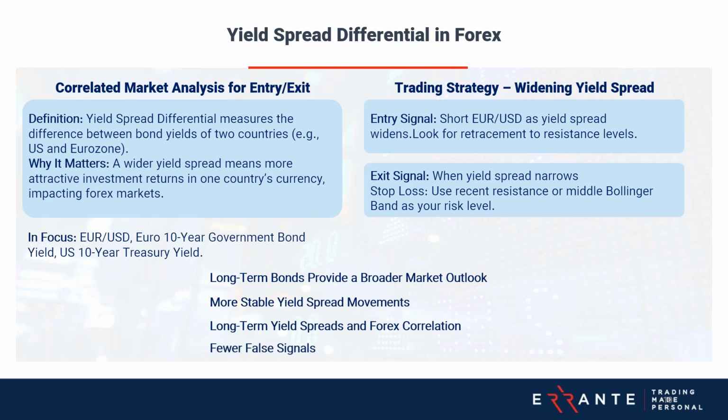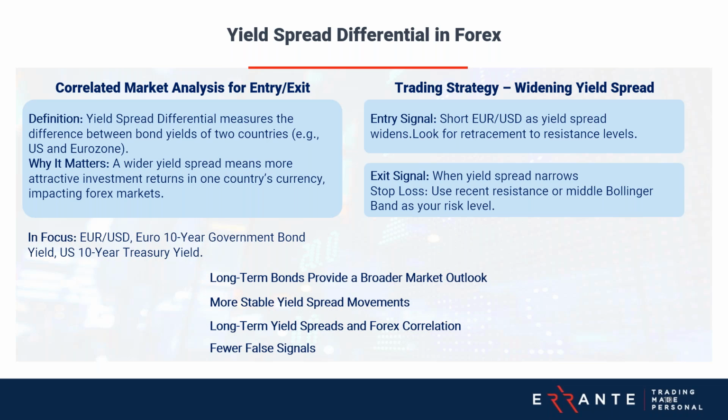And the fourth reason is fewer false signals. Long-term bond yields are less prone to sudden short-term shifts that could give false signals. The 10-year yield spread between the US and Eurozone is more likely to indicate a sustained trend in Forex, giving you confidence in holding your position longer. Short-term bonds could react quickly to temporary shocks like unexpected inflation data or central bank comments, leading to more frequent false signals in the forex market.